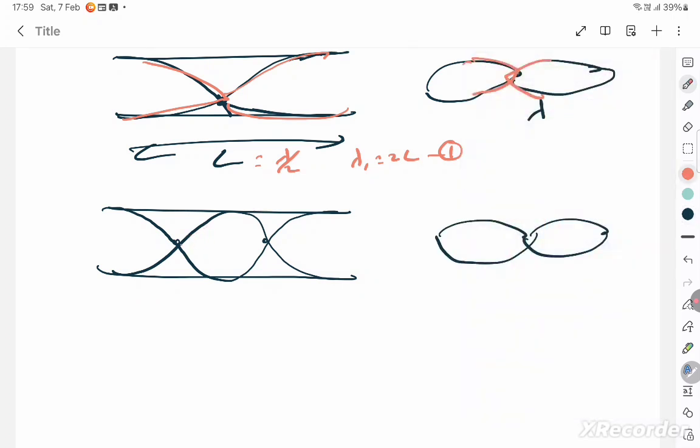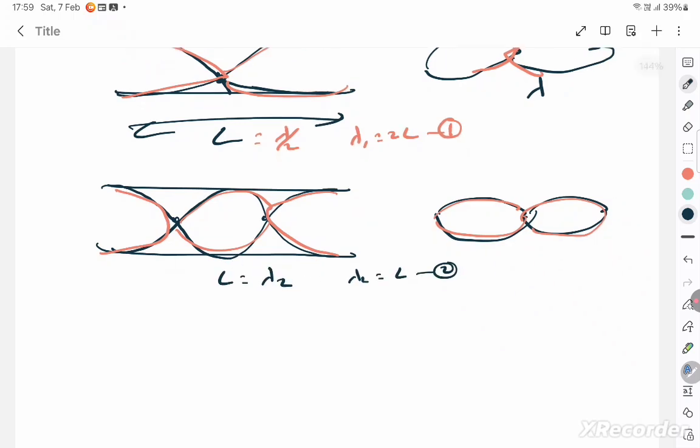You have one full wave here, and you have one half, another half here, which is this. So the entire length of the tube is equal to lambda. That's my lambda 2. Lambda 2 is equal to L, is my second equation.